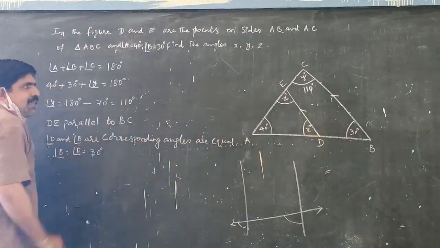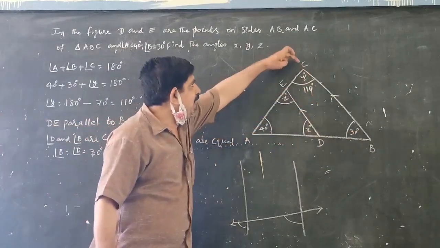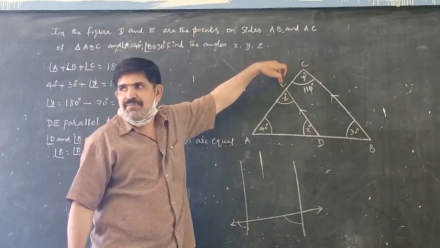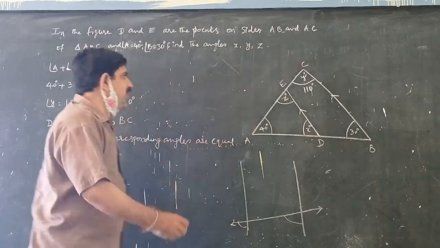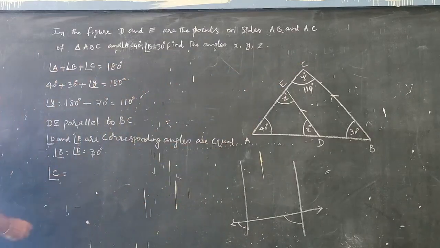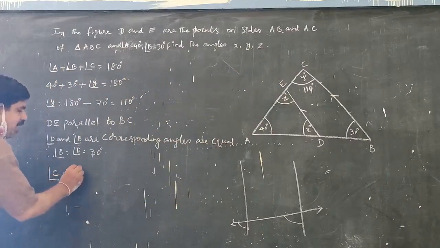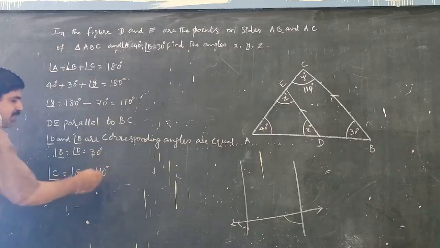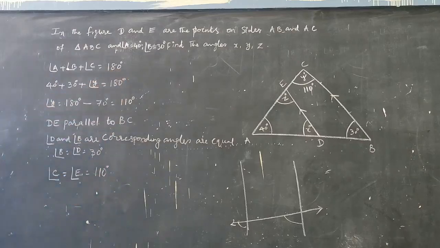30 degrees. And at the same time, angle E and angle C are also corresponding angles. So these two are also equal. Therefore, angle C is equal to angle E, which is 110 degrees. Corresponding angles are equal. So angle E is equal to angle C, which is 110 degrees.